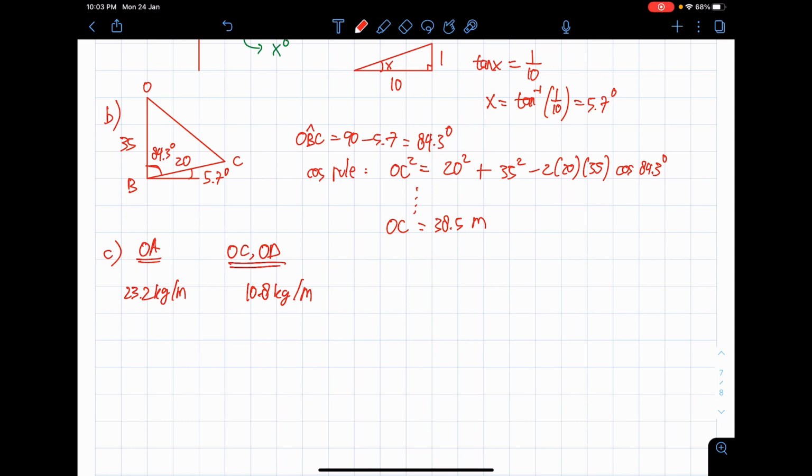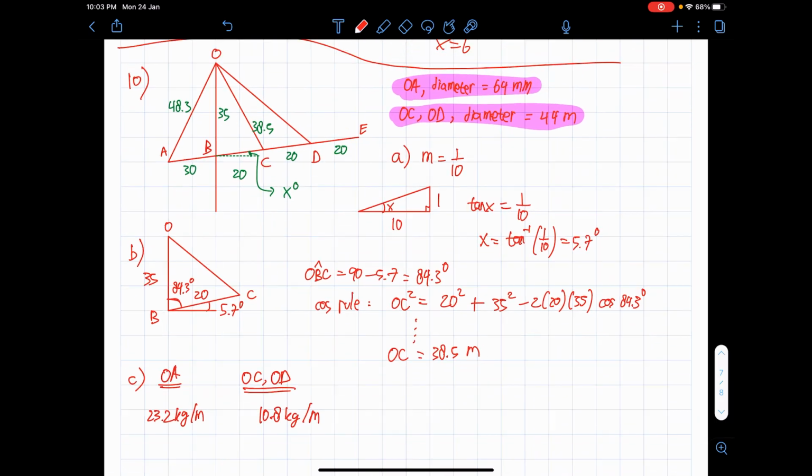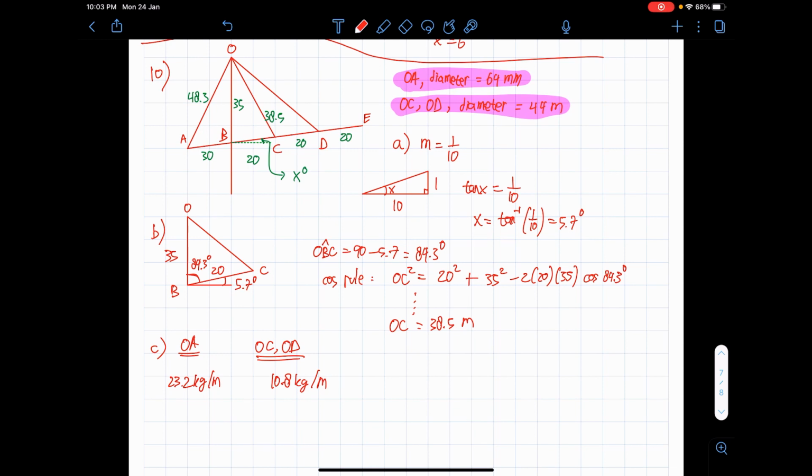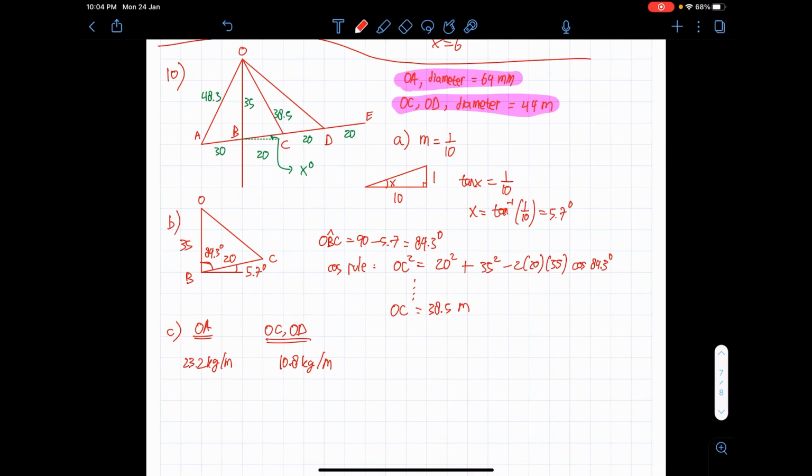Okay, I just realized that OD is not yet found. We need to find the length of OD before we can continue. So let's try to draw again. I'm going to use O, B, D. This angle is again the 5.7. And therefore this is still the 84.3. We still use the same number. This is 35. And then OD is unknown.